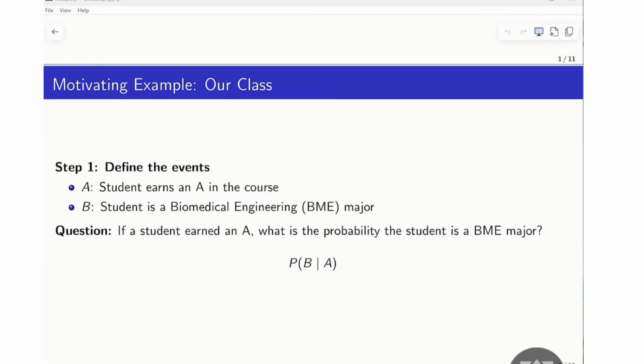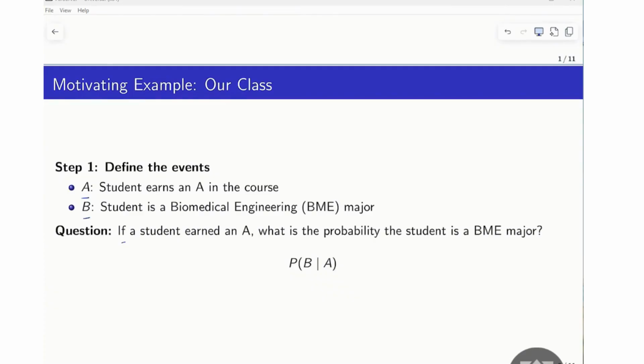I am going to define two events. Event A is the event that a student earns an A in the course. Event B is the event that a student is a biomedical engineering major. So now here is the key question: if a student earns an A, what is the probability that the student is a biomedical engineering major?